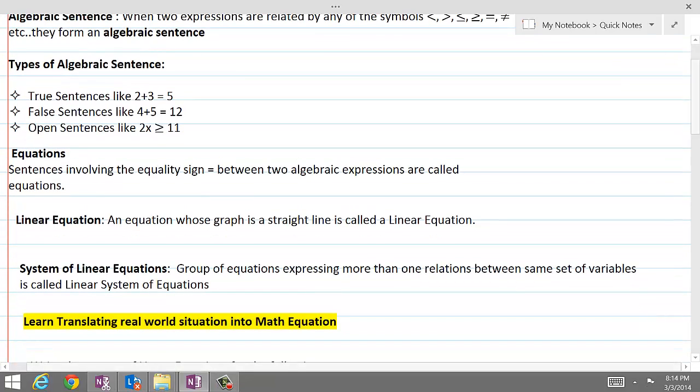And sentences involving the equality sign between two algebraic expressions are called equations. And linear equation, this is the most important concept in algebra, at least at this stage. An equation whose graph is a straight line is called a linear equation. So if we graph the equation and it becomes a straight line, then that equation is said to be a linear equation.